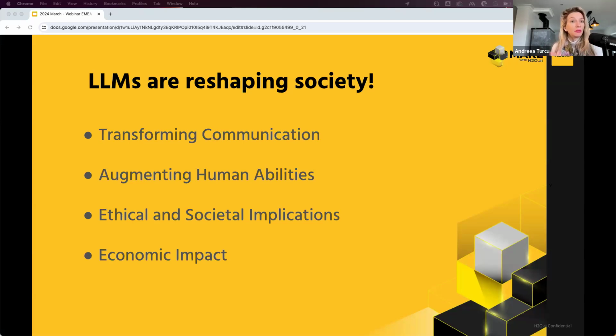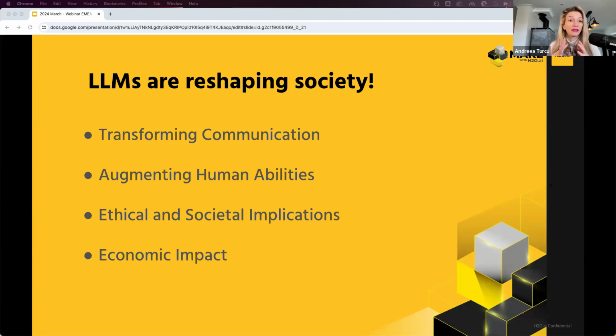Ethical and societal implications, these are things that I just explained, because the widespread use of LLMs raises ethical concerns, not only regarding privacy, but also regarding responsible use of AI technology in general, bias and misinformation, and economic impact.